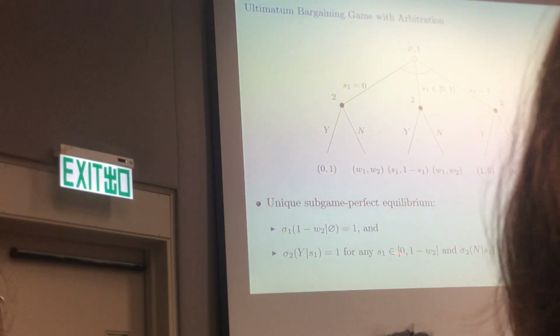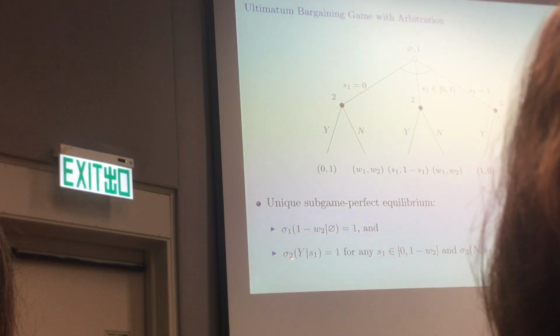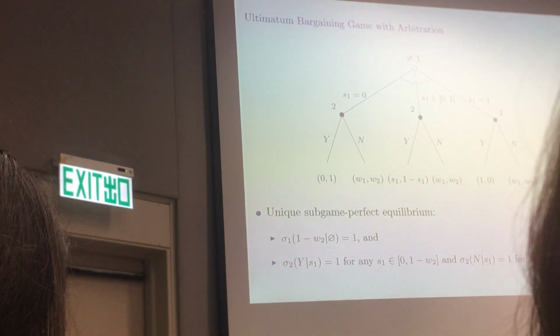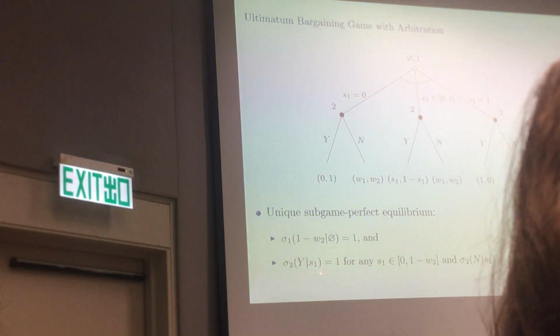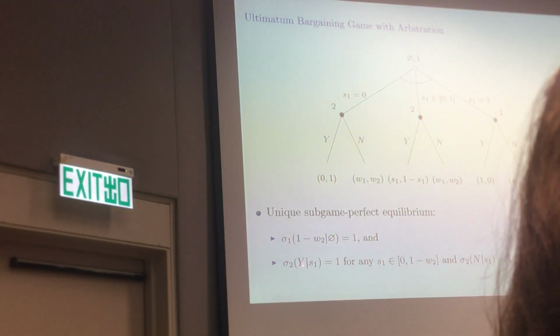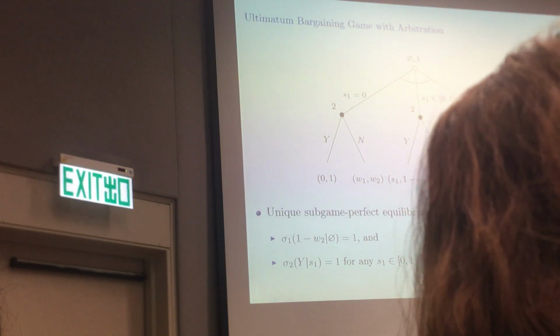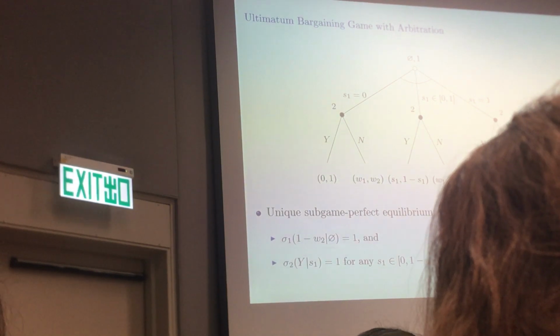The math in the second line you can understand in a similar way. This is the strategy of player 2. S1 is the node following player 1's choosing S1, where S1 can be any number between 0 and 1. So this means that if player 1 chooses S1, where S1 can be any number, then the probability of player 2 choosing Y is equal to 1. Is my notation clear to everyone?